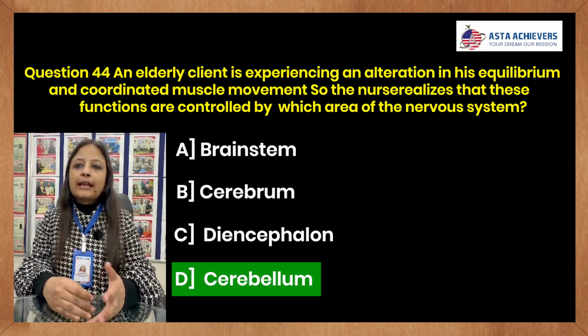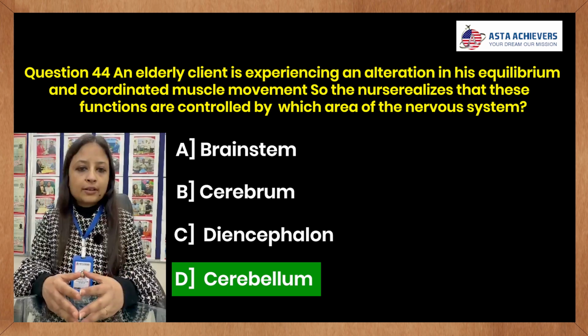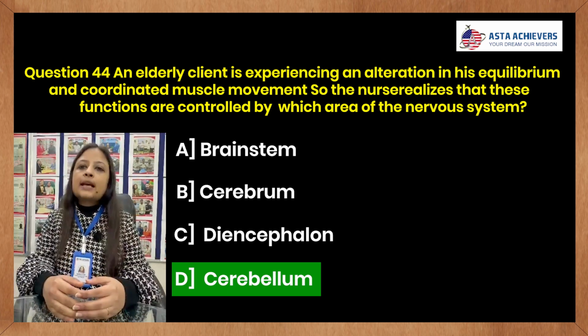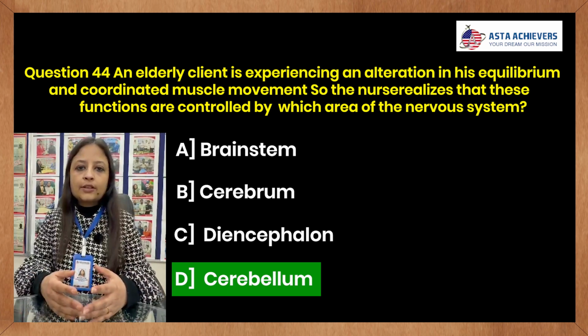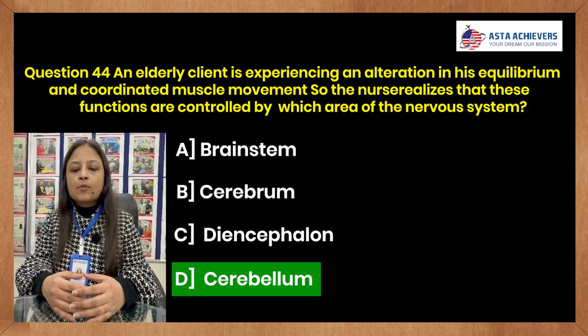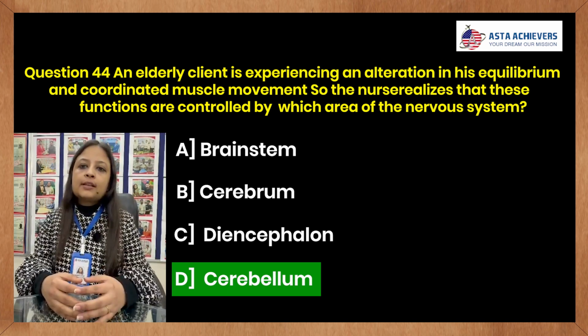Question number 44. An elderly client is experiencing an alteration in his equilibrium and coordinated muscle movement. The nurse realizes that these functions are controlled by which area of the nervous system? Option A, brainstem. Option B, cerebrum. Option C, diencephalon. And option D, cerebellum.